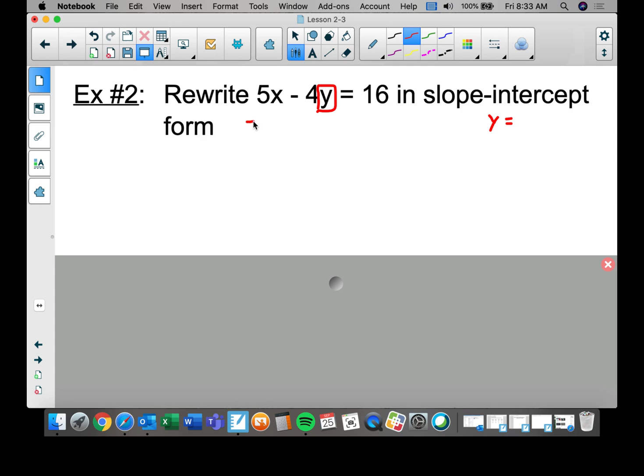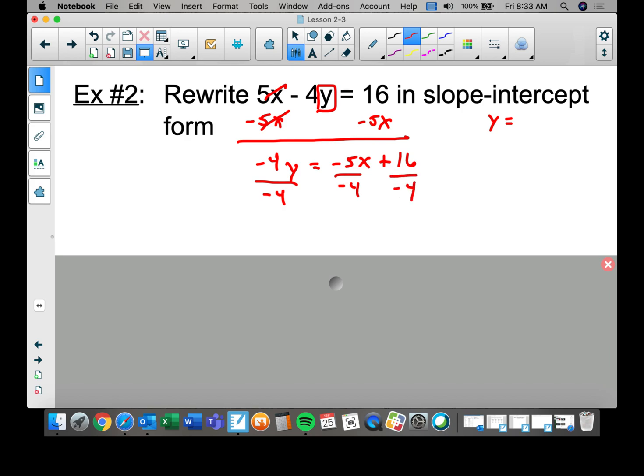If you remember when we solved literal equations, I told you kind of 2 ideas. Get the term by itself first. So I want to make sure that this term right here, this -4y, I want to get that by itself first, which means this 5x has got to go. So the first thing we're going to do is we're going to subtract 5x. Those will cancel out. We bring down the -4y equal to -5x. 16 is positive, so it's a +16.